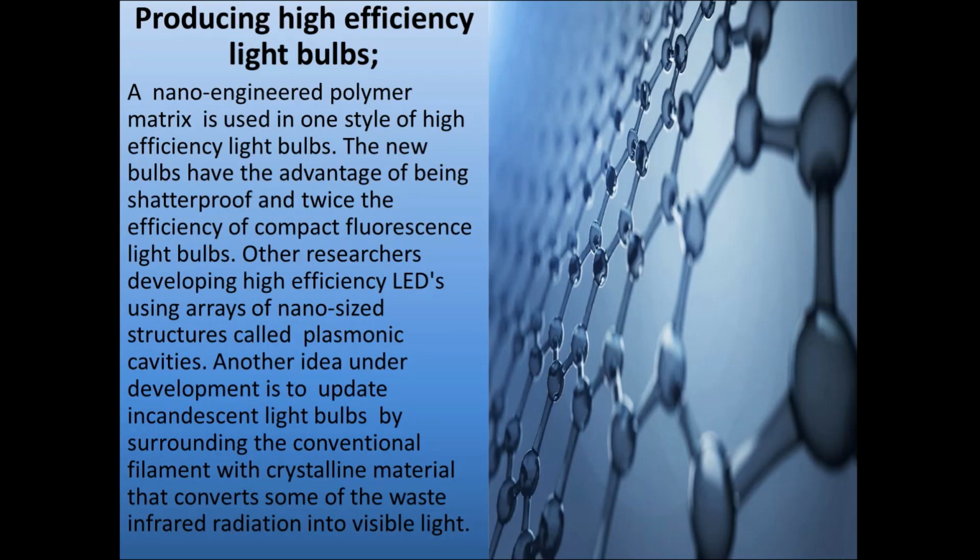Producing high-efficiency light bulbs. A nano-engineered polymer matrix is used in one style of high-efficiency light bulbs. The new bulbs have the advantage of being shatterproof and twice the efficiency of compact fluorescent light bulbs. Other researchers are developing high-efficiency LEDs using arrays of nanosized structures called plasmonic cavities. Another idea under development is to update incandescent light bulbs by surrounding the conventional filament with crystalline material that converts some of the waste infrared radiation into visible light.